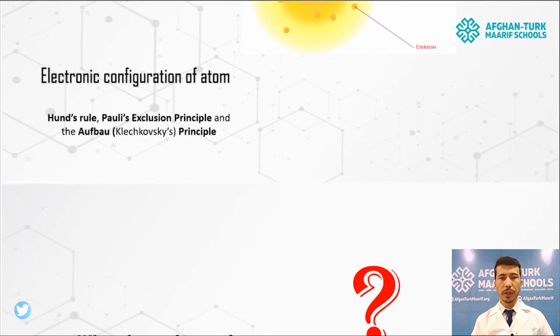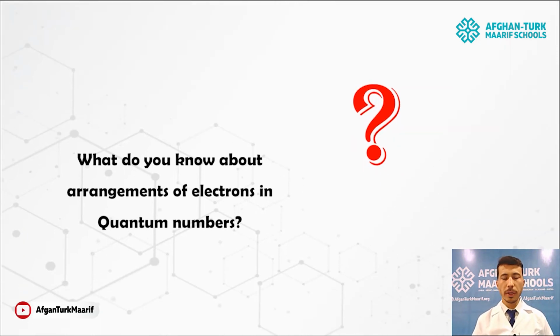What do you know about the arrangements of electrons in quantum numbers? You have studied in previous lessons that there were 2 electrons in the first principal quantum number, 8 electrons in the second one, 18 electrons in the third one, and 32 electrons in the fourth principal quantum number. So how can we arrange these electrons in these principal quantum numbers, subshell orbitals and their spin? Okay, so this is our question.